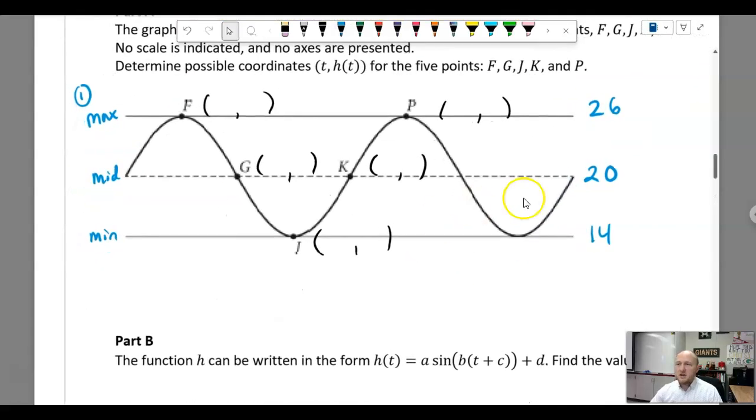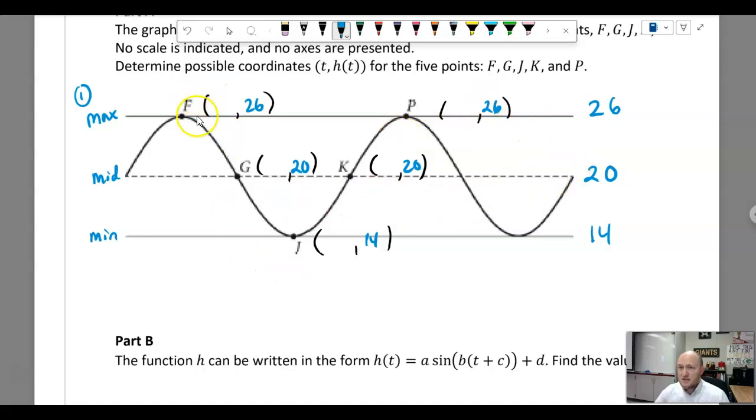What I've done there, just using what they give us as the midline and then the amplitude, is figure out these y values. F and P have 26 as their height, so they'll have a height of 26 inches. G and K will have a height of 20, and the minimum point J will be 14. Okay, so we've got those. If you get all those, that's 1 point on the AP exam.